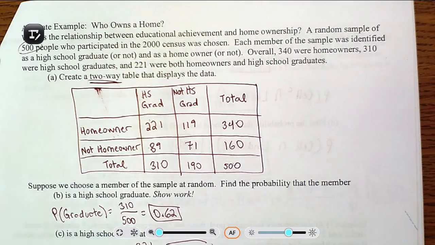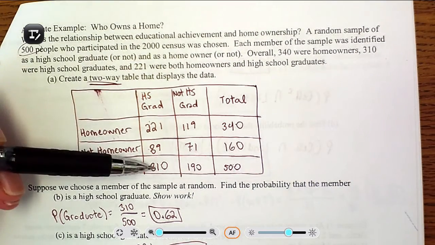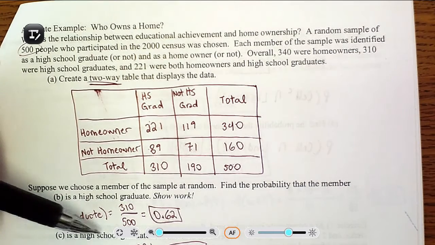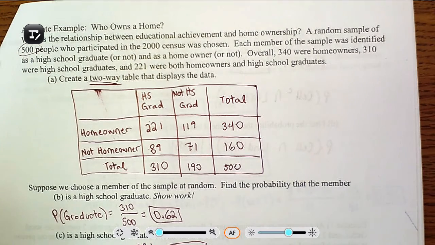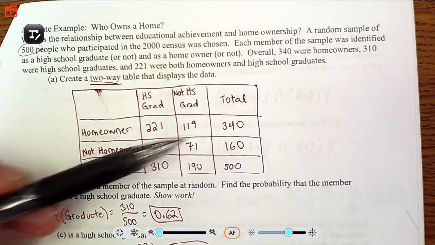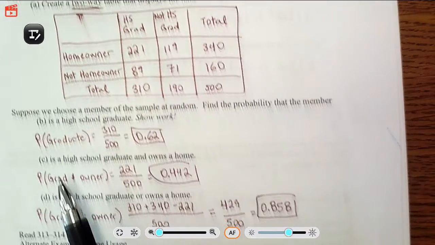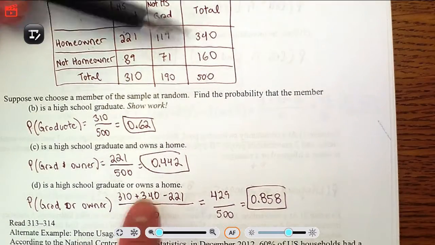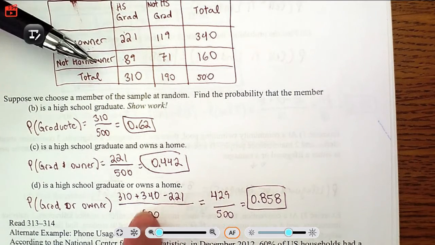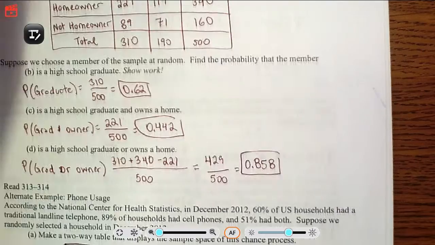Suppose we chose a member from this sample at random. Find the probability the member is a high school graduate. Show your work. So if they're a high school graduate, it'd be the 310 out of 500. Is a high school graduate who owns a home. High school graduate homeowner is 221 out of 500. And is a high school graduate or owns a home, so we can take high school grad, homeowner, minus the intersection. So that was high school graduate, homeowner, minus the intersection out of 500, which is 429 out of 500, which is 0.858.